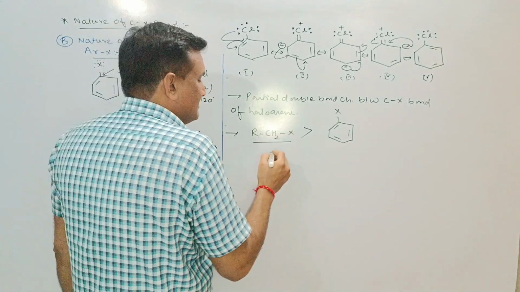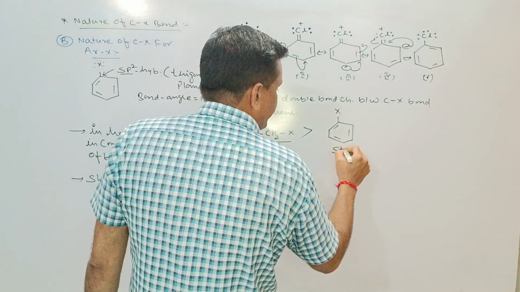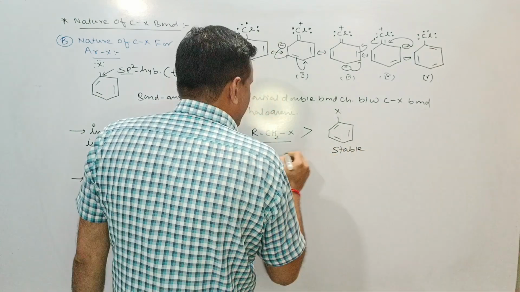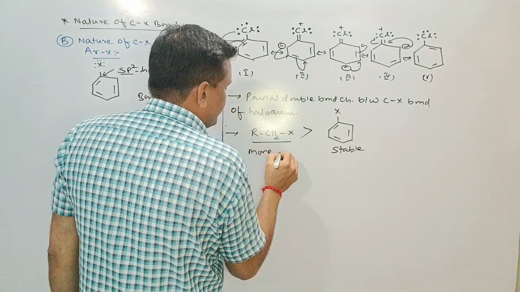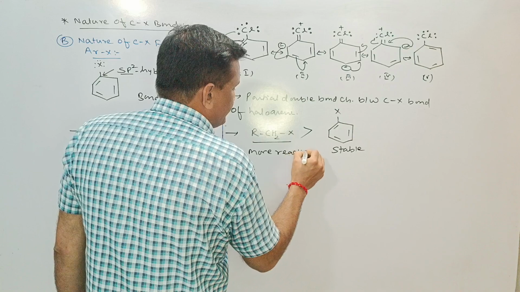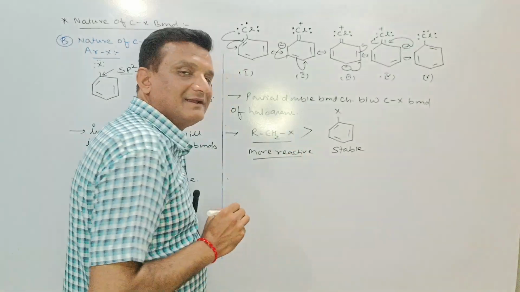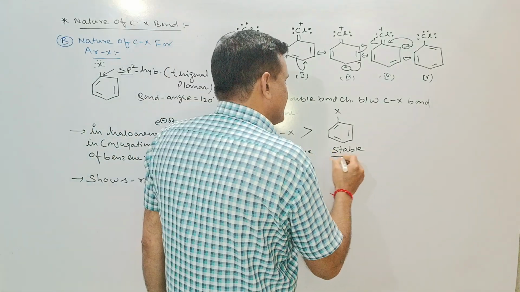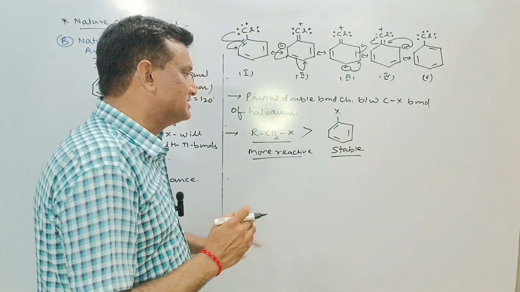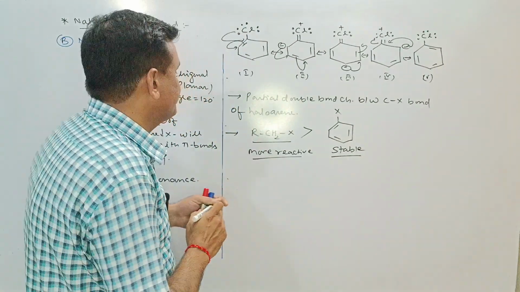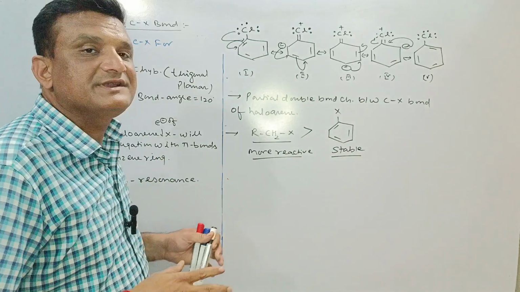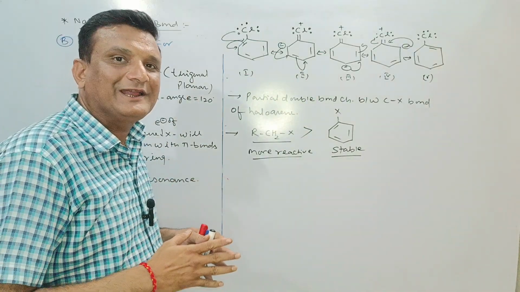So we can say that these are the stable ones and these are the more reactive ones. These will be less stable, and these are stable, so less reactive toward cleavage of the C-X bond. So this was the entire part on the nature of the C-X bond of haloalkane and haloarine.